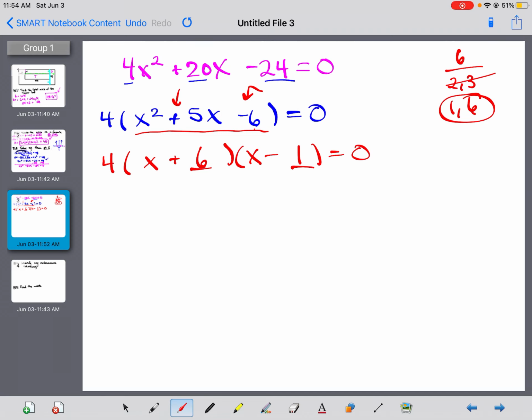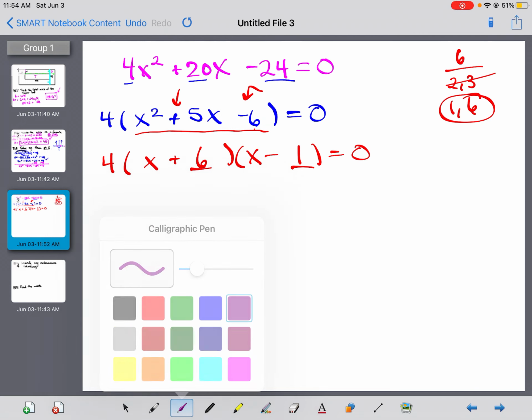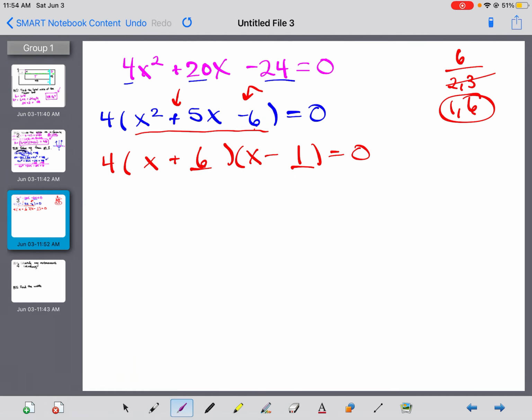So now again, remember, this is where we set them each equal to 0. You could put 4 equals 0 here, and then you have x plus 6 equals 0, x minus 1 equals 0. Now, this isn't a true statement, so you don't actually have to do anything with that. If there was an x next to it, you would have to solve for it, but there's not, so you really don't have to write that one right there.